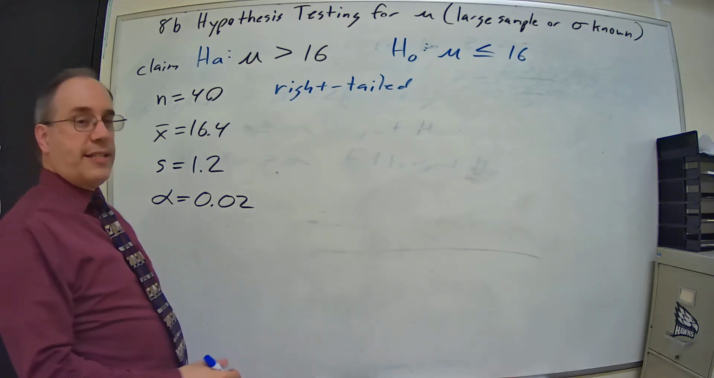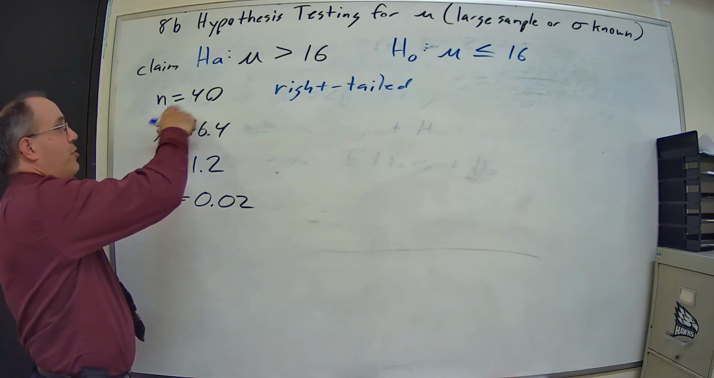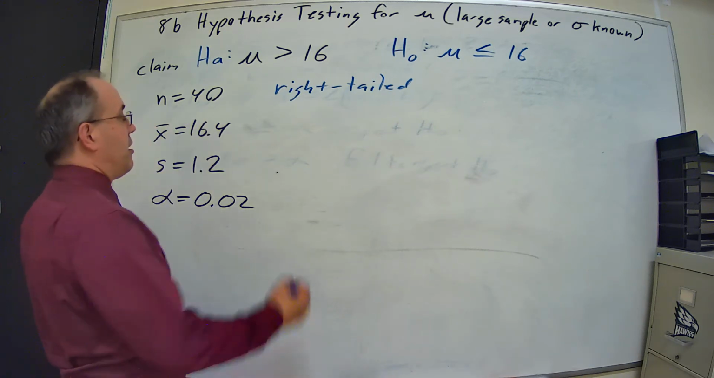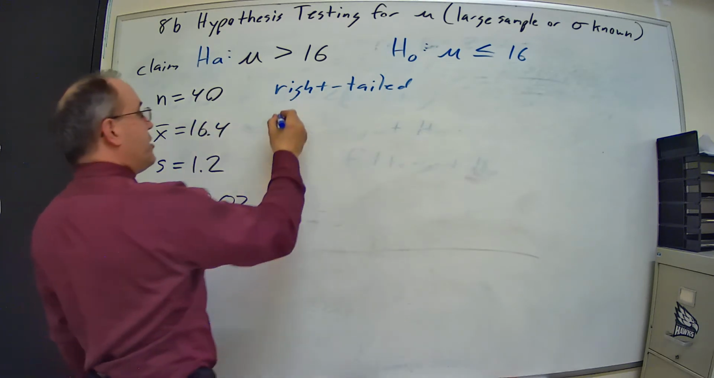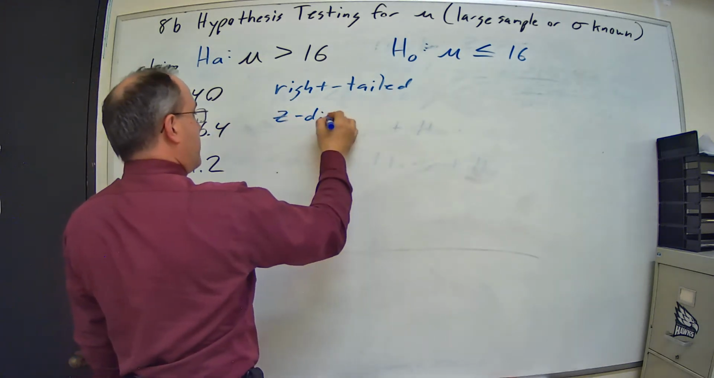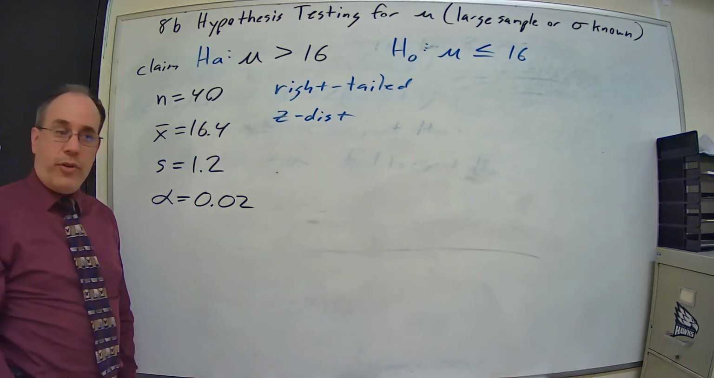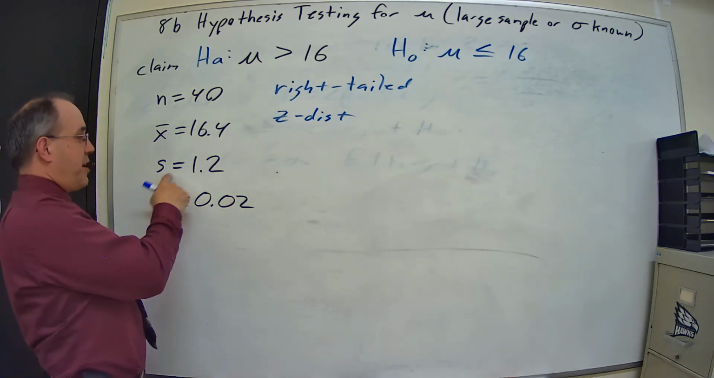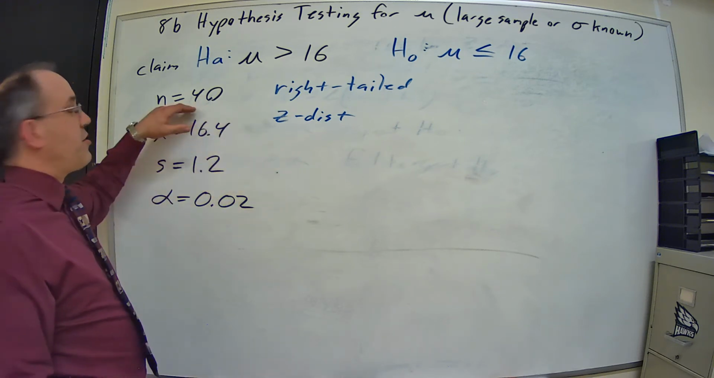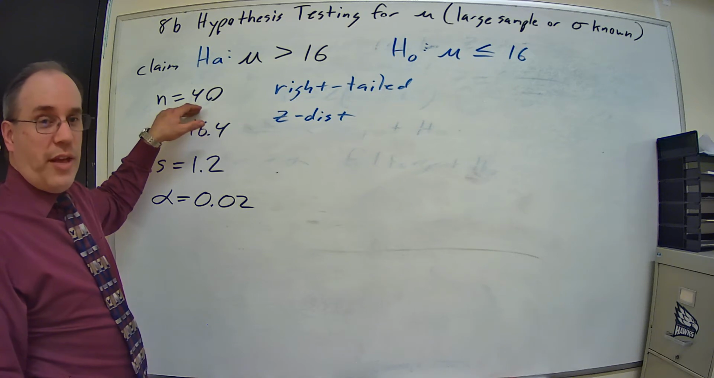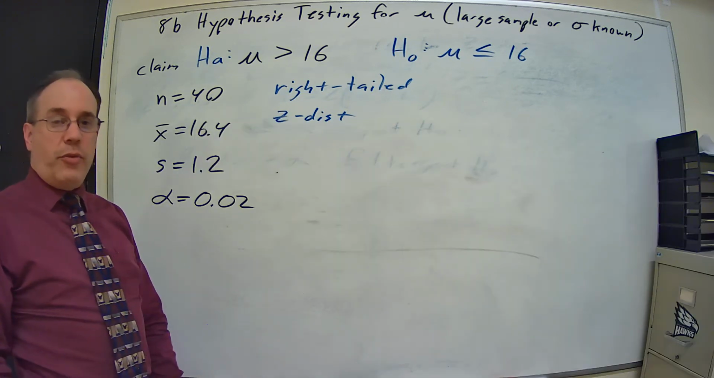So I'm just pulling things out as we get it. The sample size is 40. We have a large sample, which means we can use the z-distribution. The sample mean 16.4, sample standard deviation 1.2. That's okay, we can still use the z-distribution because our sample size is large enough to allow us to use the z-distribution. And alpha is equal to 0.02.